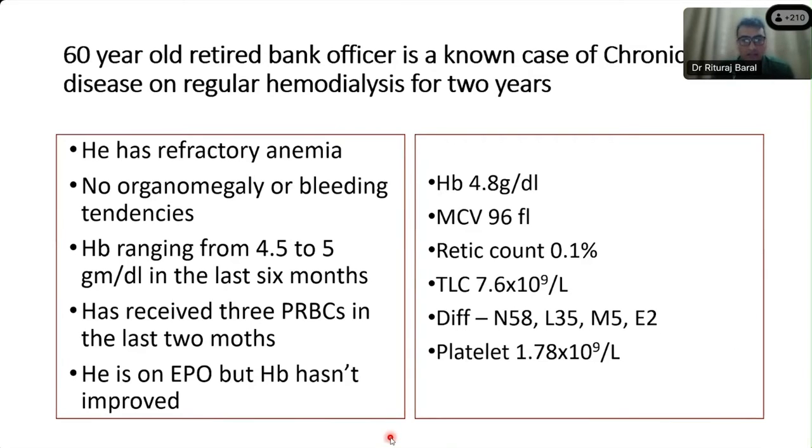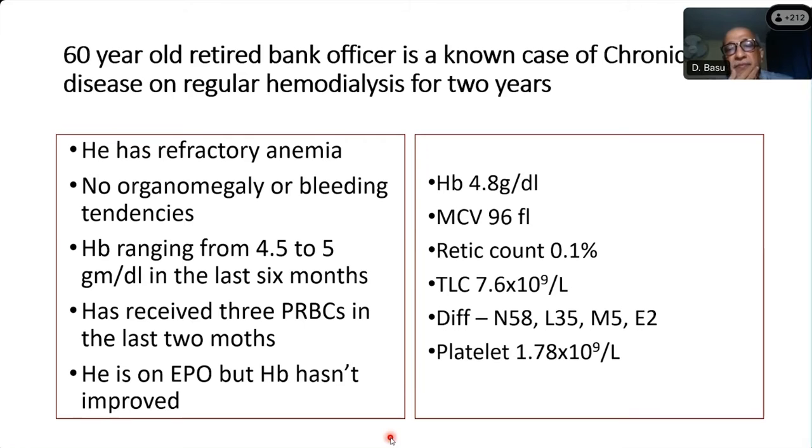Currently, the complete blood... So could you just quickly tell us from the history, what do you think of? So this is anemia of chronic disease. Chronic kidney disease, right. Anemia in chronic kidney disease. Okay, so just tell us the values.